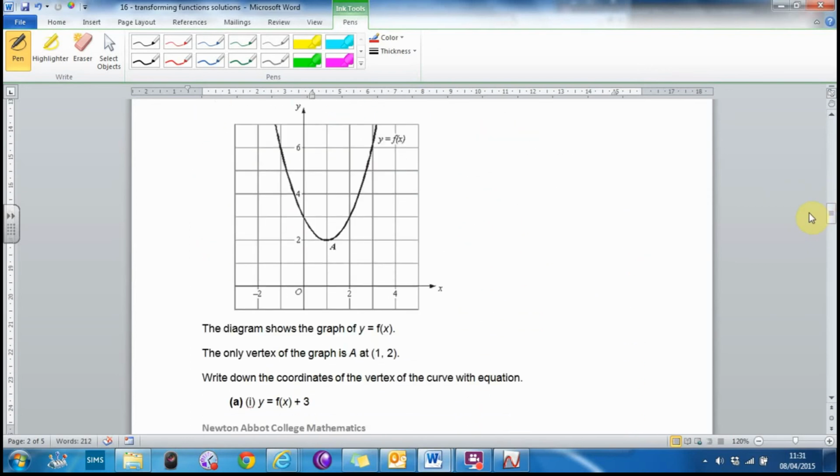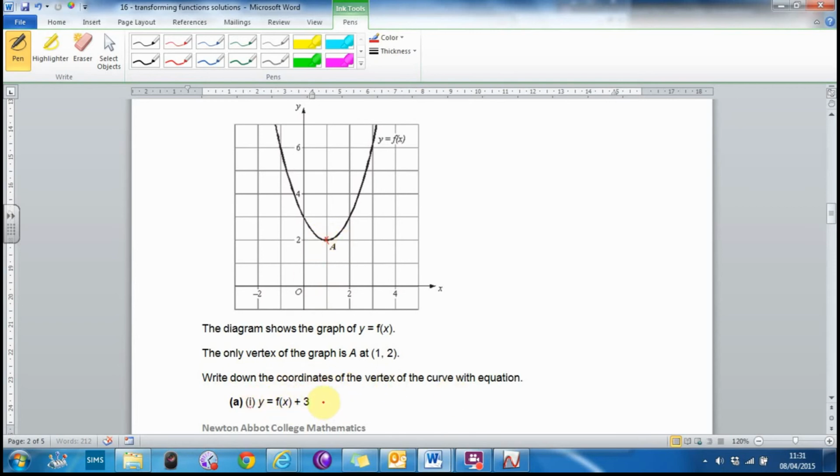Okay, next question. So we're told that this is our f of x, so it's another quadratic curve, and the only vertex is at 1, 2, so that's the point that we're told about. Write down the coordinates of the vertex of the curve with this equation. So where does this end up?